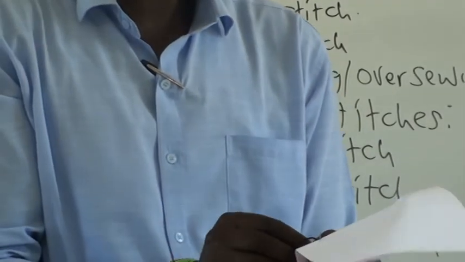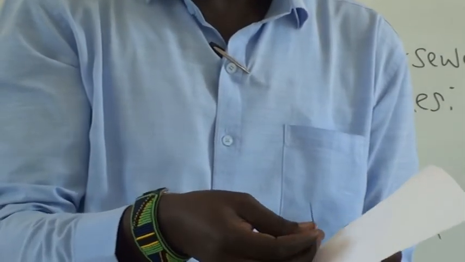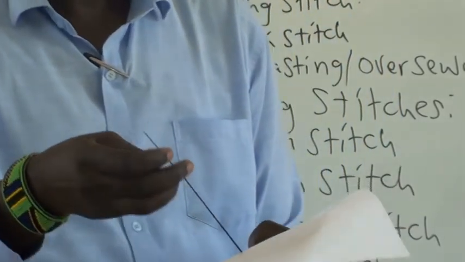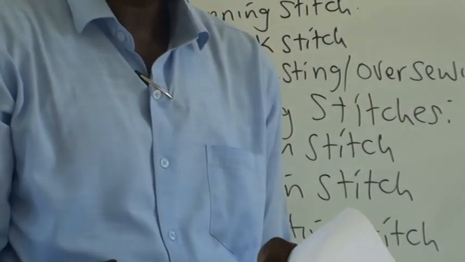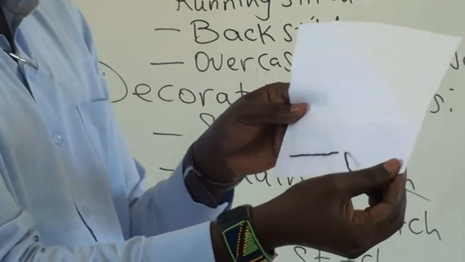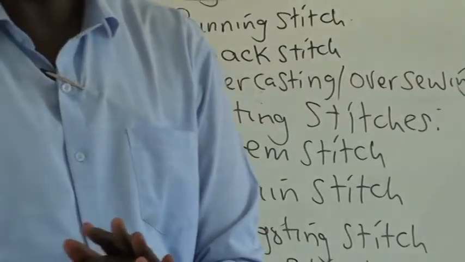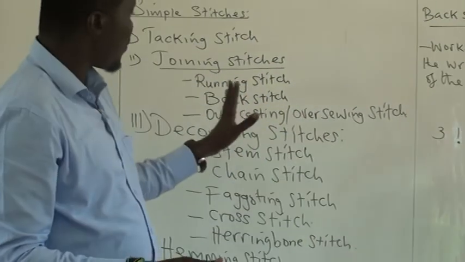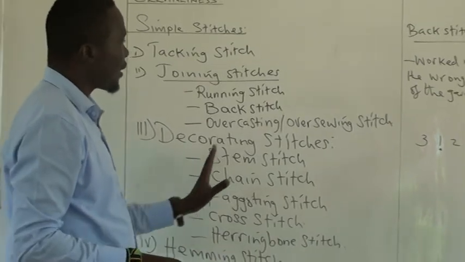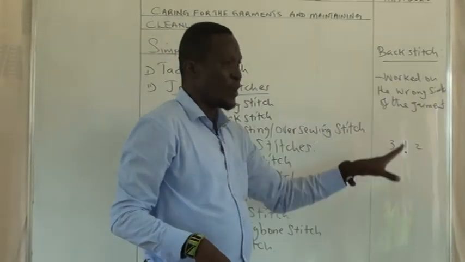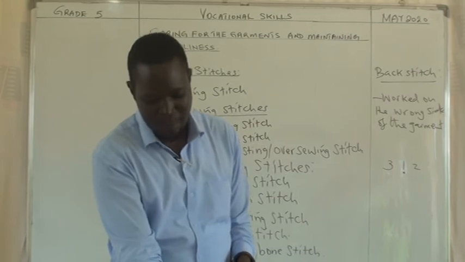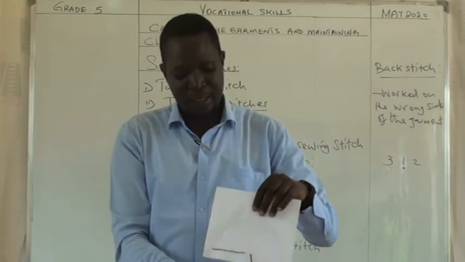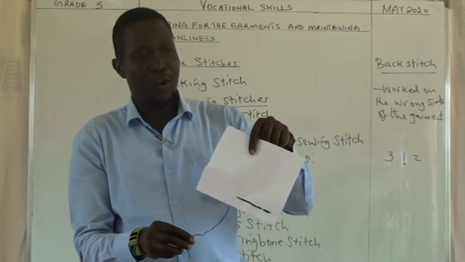Now, I want you to do this at home. Take your needle and a thread, and try to make it the way we have done it. Hopefully, you are going to be successful. We have learned about stitches. We have taken a case study of the back stitch. We have demonstrated how the back stitch is done, and we have seen how it works.